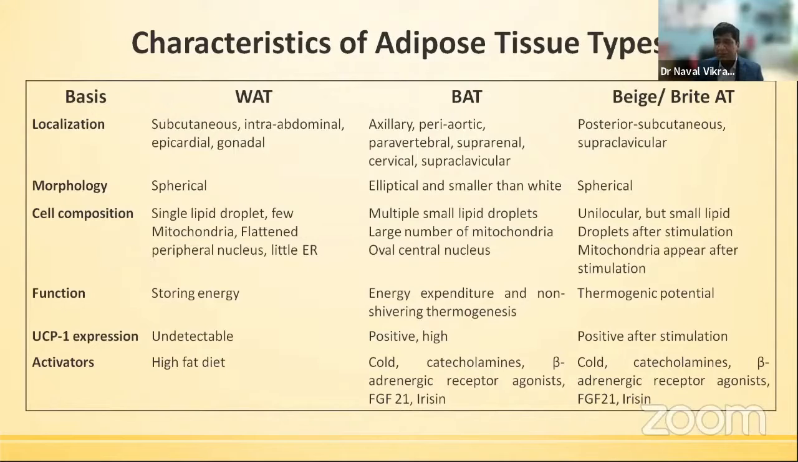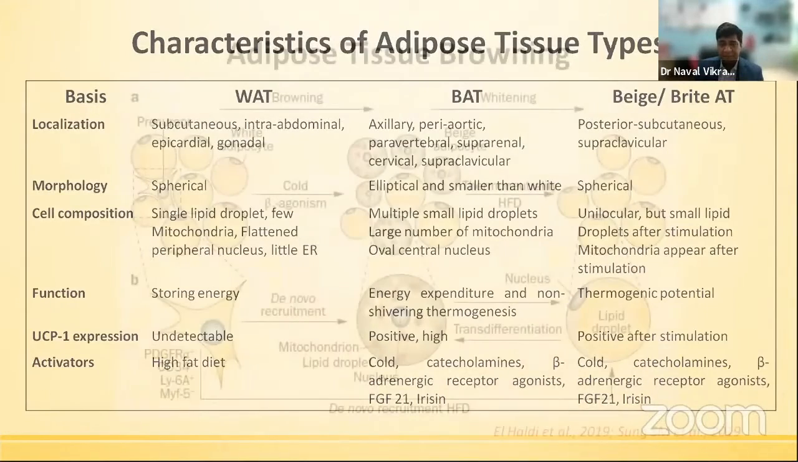Now, the beige or the bright adipose tissue is situated in the posterior subcutaneous area and also in the supraclavicular area. And these beige adipocytes may be seen amongst the white adipose tissue as well. The cells are spherical, they are unilocular, but they are smaller than the white adipose tissue, and they have a much larger number of mitochondria. And they also have a thermogenic potential. And they are also stimulated by the various factors by which the brown adipose tissue is activated.